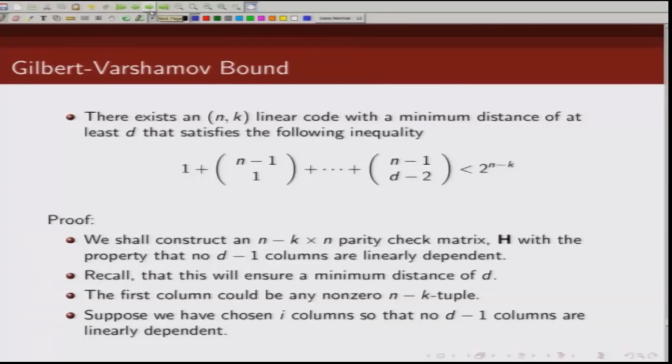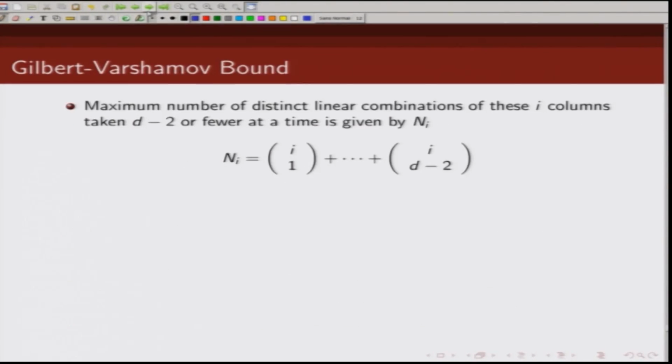And let us assume that we have chosen i columns of this parity check matrix such that no d minus 1 columns are linearly dependent. Now, if we want to do that, basically we have to ensure that. So, let us look at the maximum number of distinct linear combinations of i columns taken d minus 2 or fewer at a time.